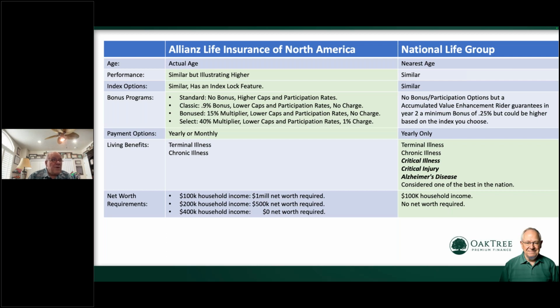Allianz has a bonus program. For a while, this was a little bit hard for me to understand, but standard means no bonus, higher caps, and participation rates. Or classic means you get a 0.9 bonus, but lower caps and participation rate, with no charge for this feature. In other words, if you average 10, you get 0.9 more, 10.9.